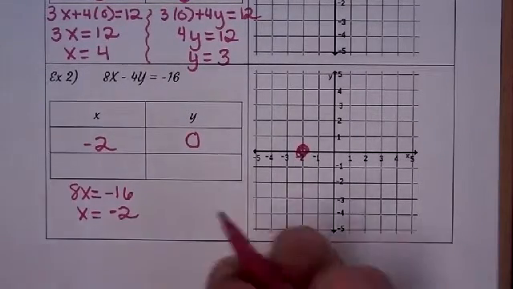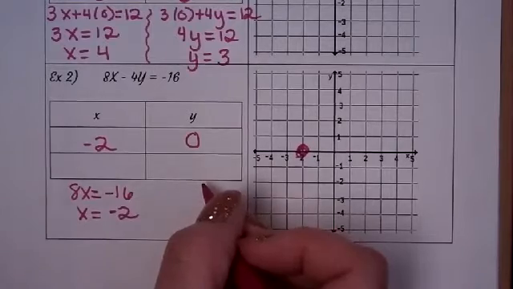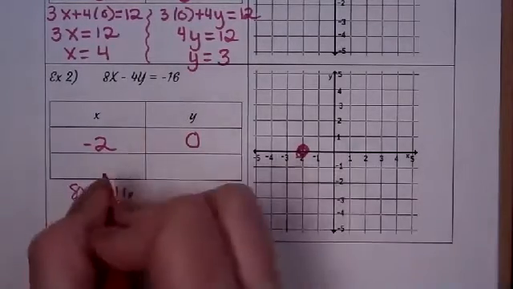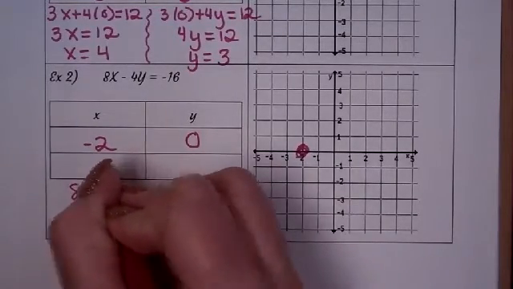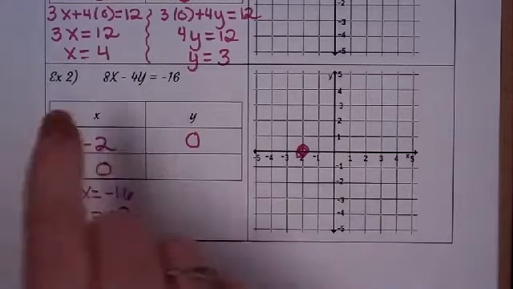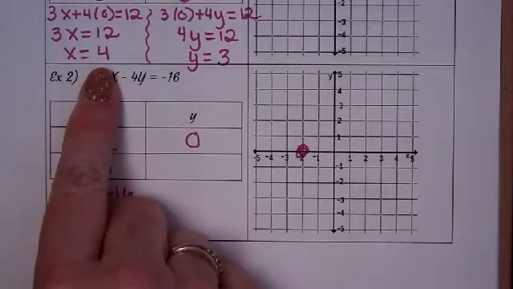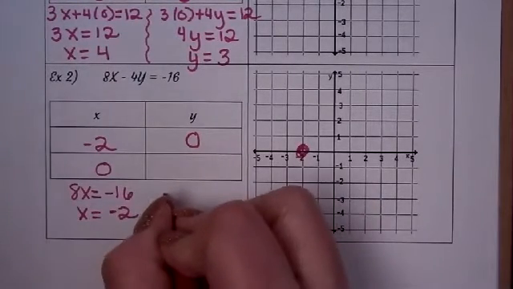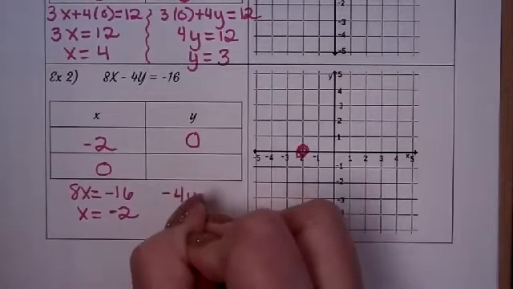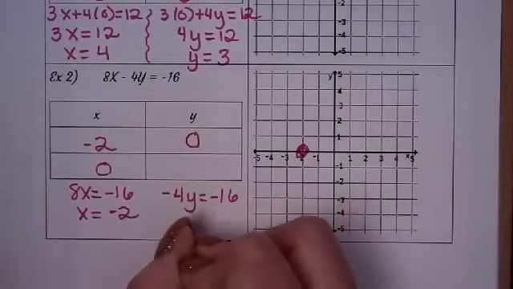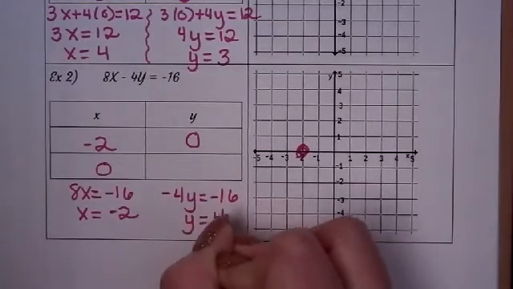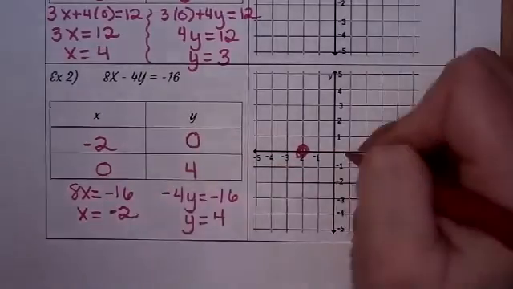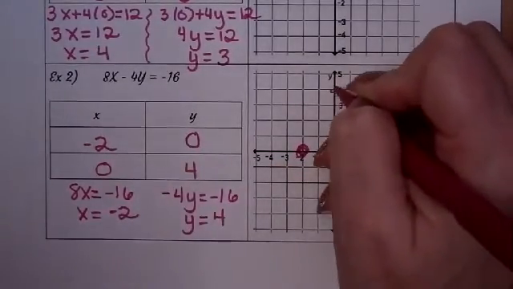Now, I can pull the same little trick with my y-intercept. For the y-intercept, I know x is 0. So I can let the x terms just disappear. So I've got negative 4y equal to negative 16, which means y is equal to 4. That means I'm crossing at 4 up here.